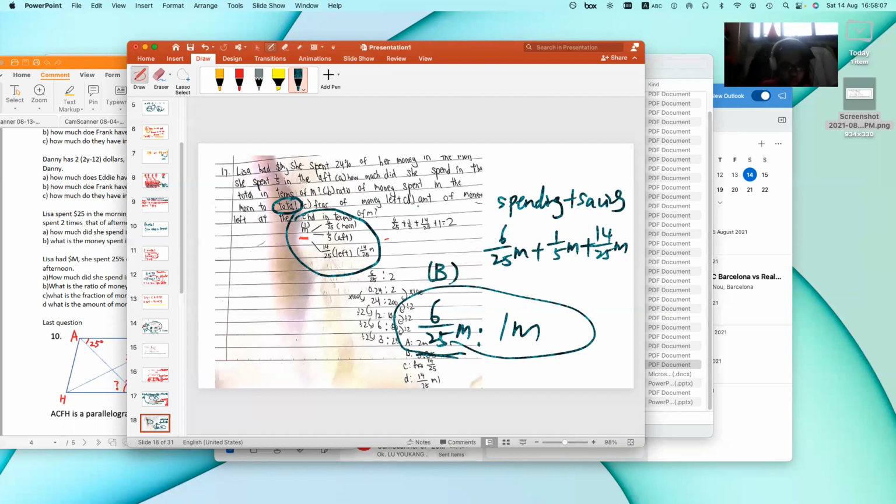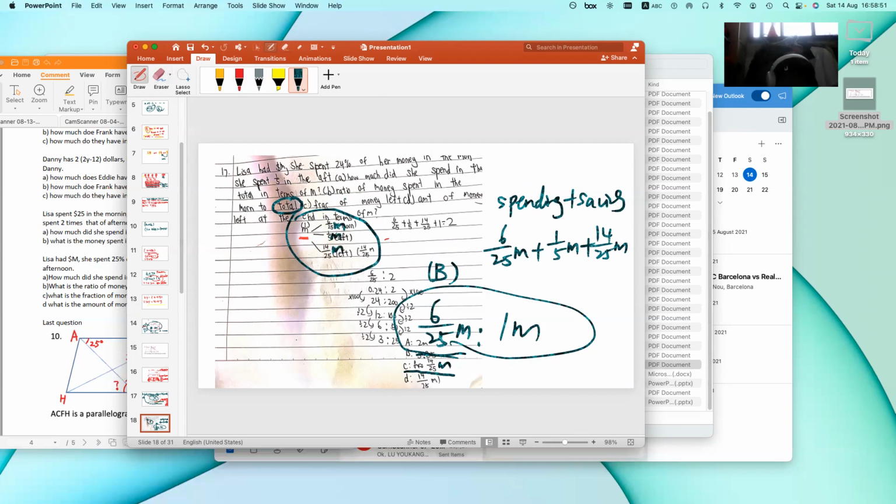C. Fraction of money left. So fraction of money left is here, 14/25. Okay, how come in part C there is no M? Can you explain? I didn't put the M because I didn't know you had to put the M. No. The question asked for what? The question asked for fraction of money left. So basically, you should have M here. You also have M here.